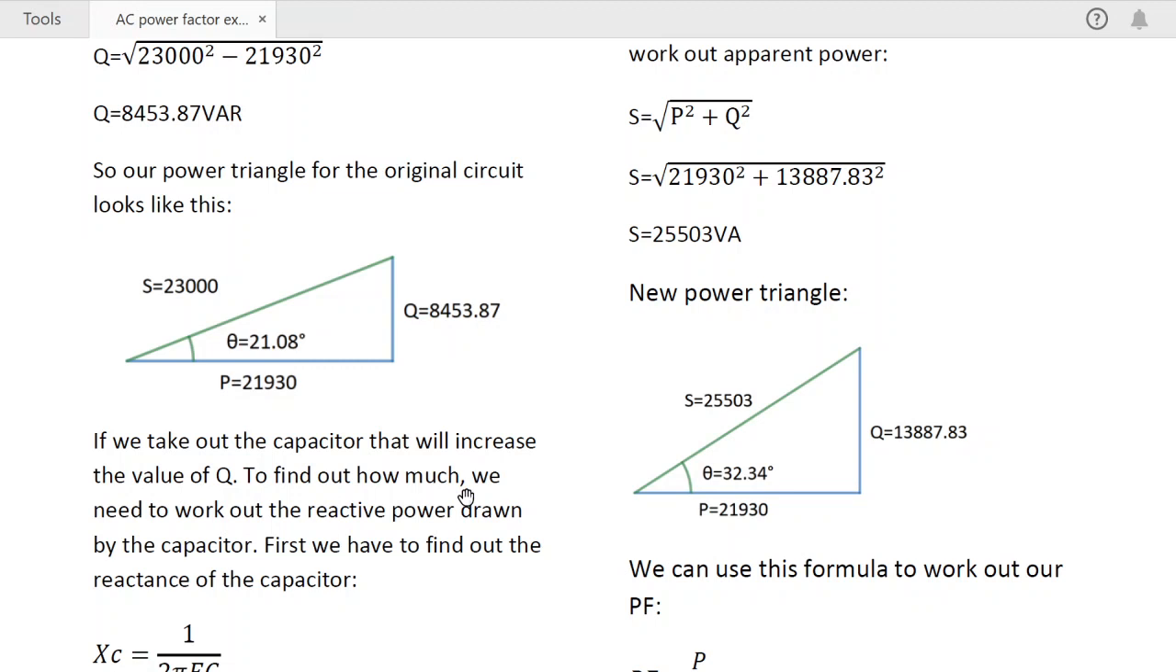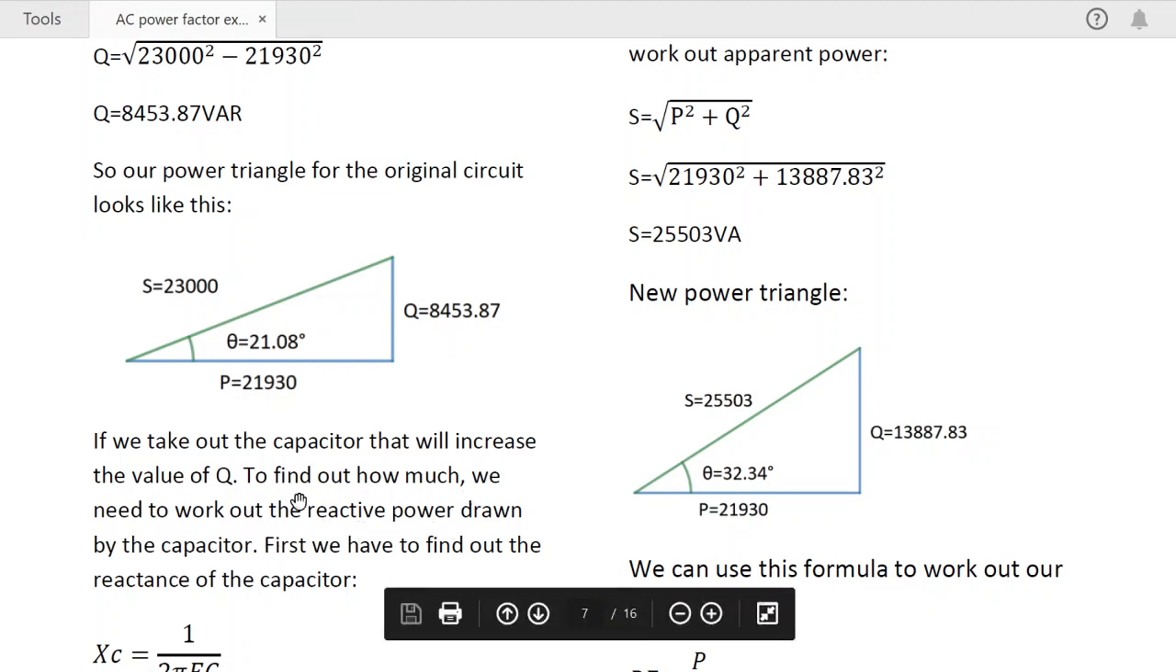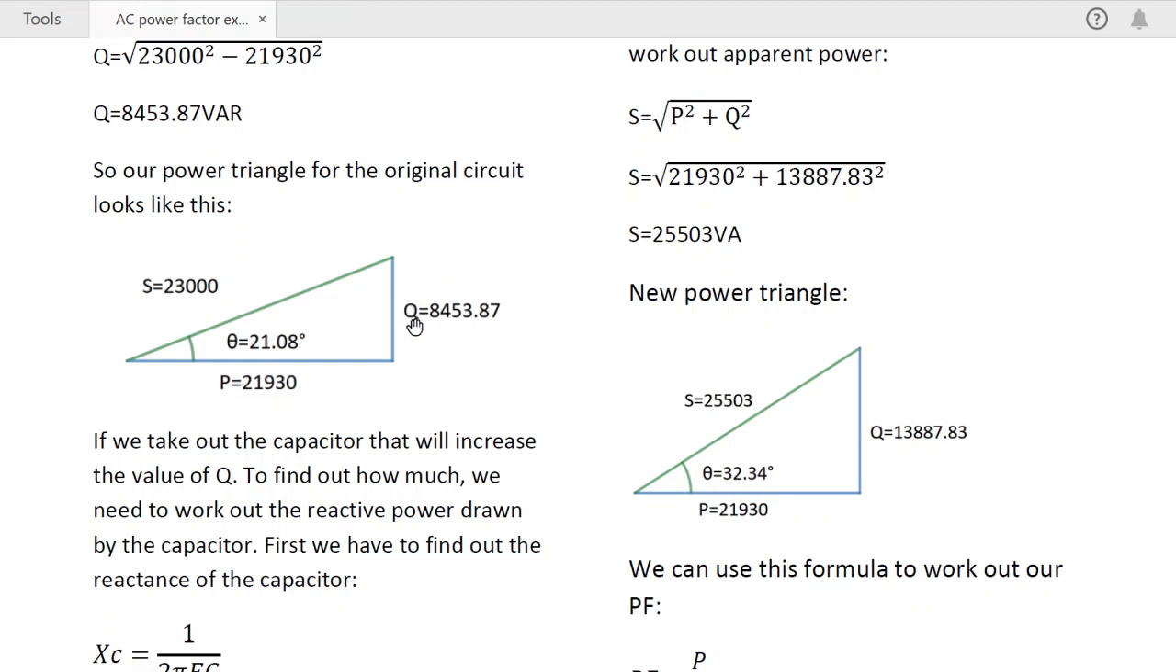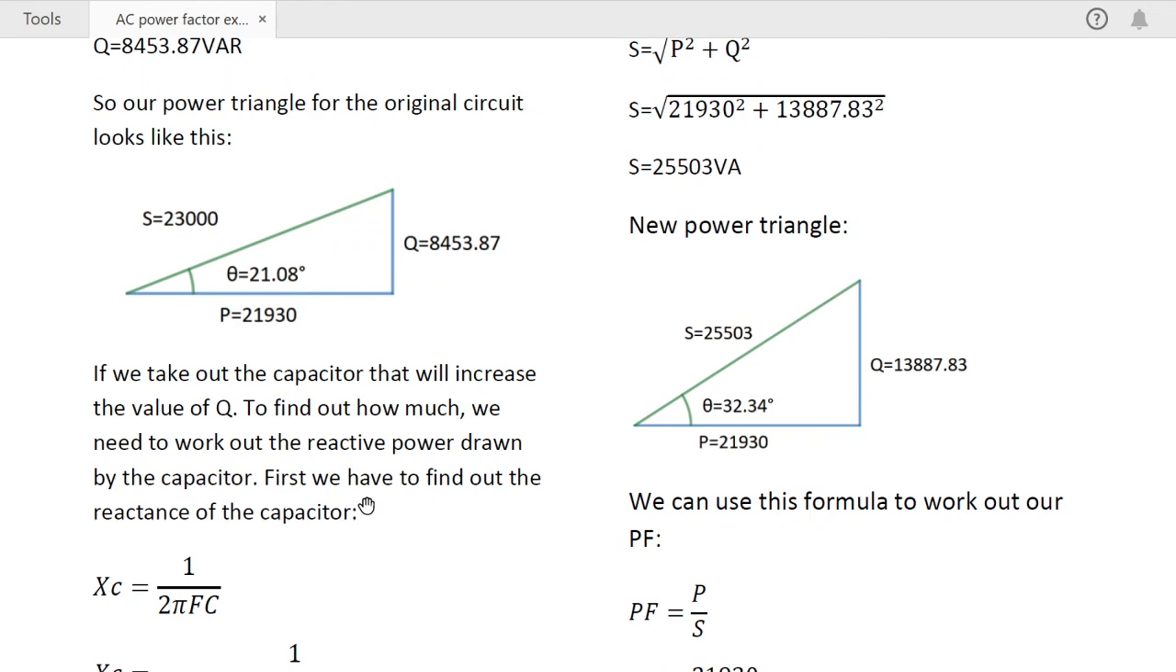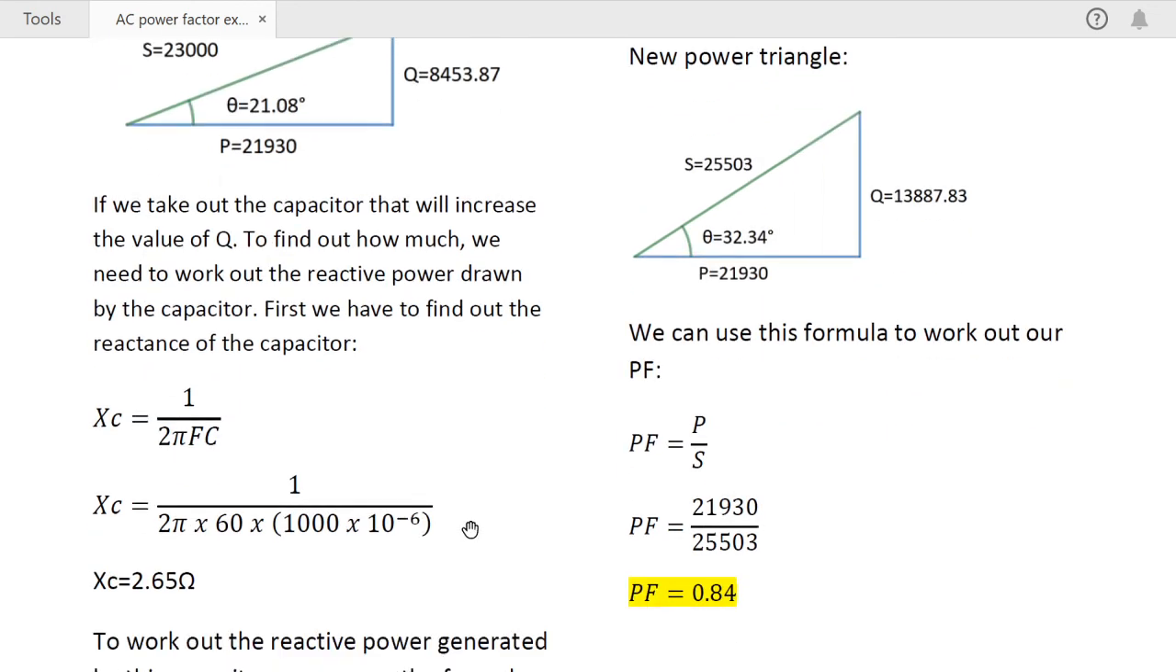To find out how much, we need to work out the reactive power drawn by the capacitor. So we're going to take that capacitor out. Once we do, then whatever reactive power is drawn by the capacitor will then be added on to this to give us our new reactive power. So we need to find out the reactance of the capacitor, or capacitive reactance of the capacitor. And we use the standard formula, XC equals 1 over 2 pi FC.